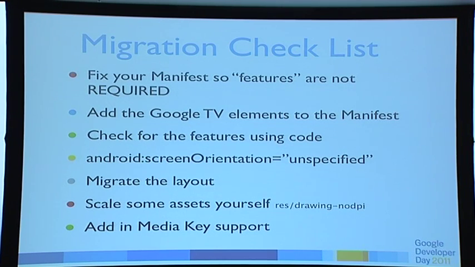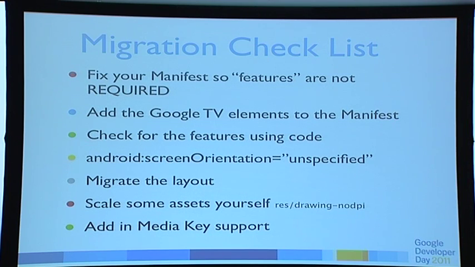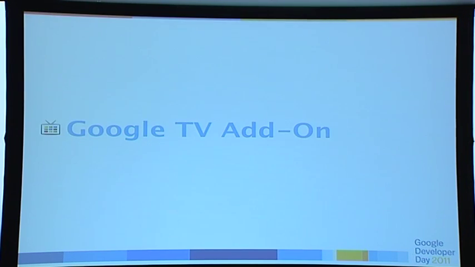I also recommend, if you have some critical assets, some things like the screen backgrounds or something that really should look really nice, scale your assets in Photoshop. Yes, I said earlier that Google TV scales automatically all your assets, just like any other Android device, but sometimes you get scaling artifacts. And lastly, if it makes sense for your app, add support for the media keys. It's very convenient to use just a remote control to play, pause.